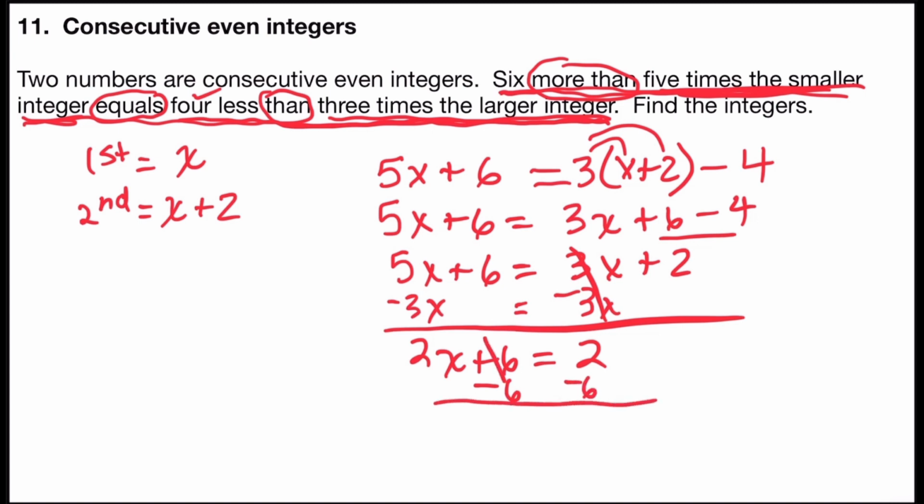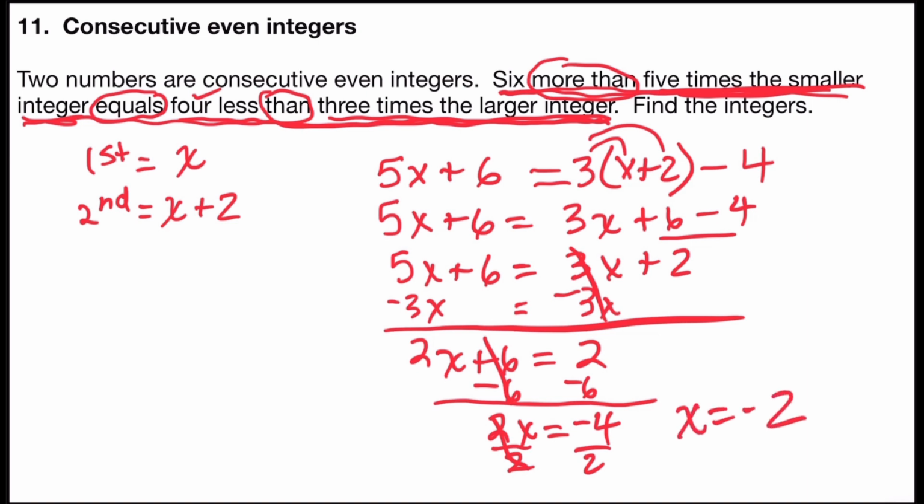6 minus 6 is 0. 0 plus 2x is 2x. And 2 minus 6 is negative 4. Divide both sides by 2. 2 divided by 2 is 1x, and negative 4 divided by 2 is negative 2.